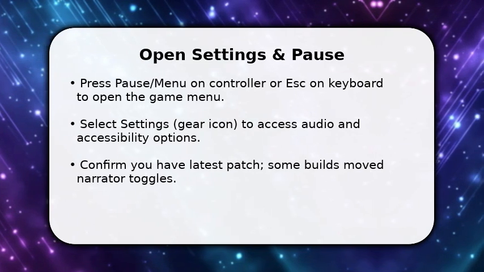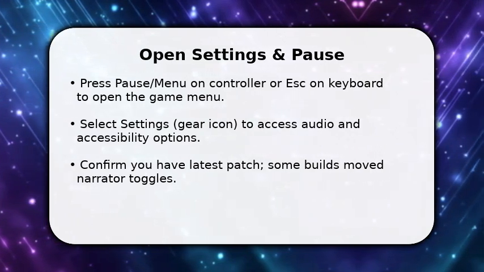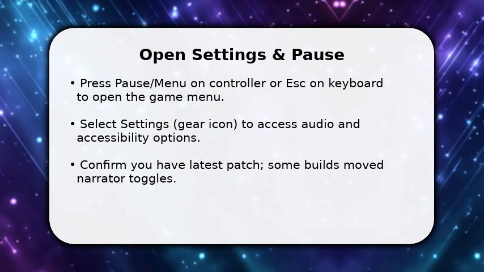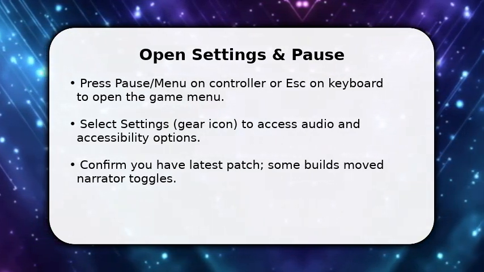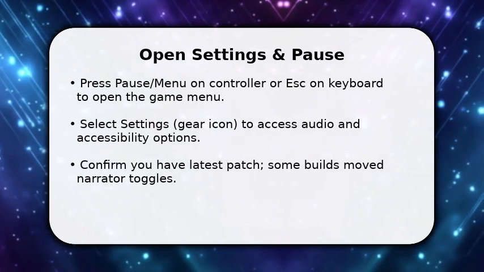Navigate with the D-pad or mouse and highlight the relevant category. You don't need to change gameplay options yet. Focus on finding the narration, commentary, or voice descriptions toggle so you can switch it off immediately.